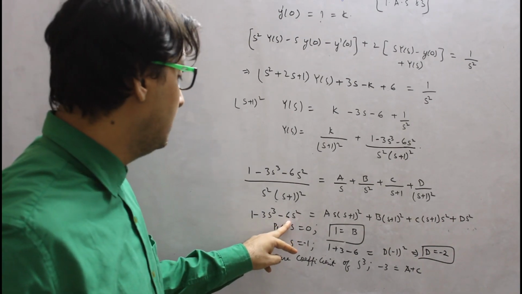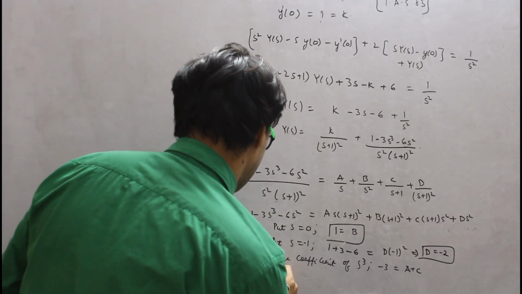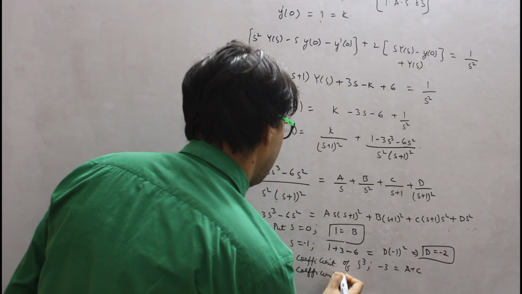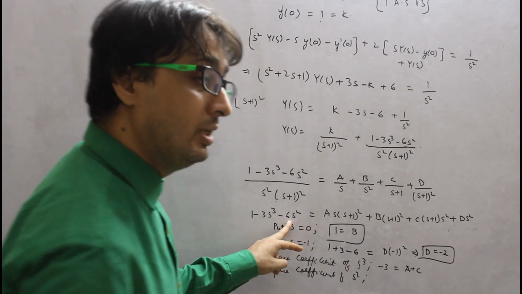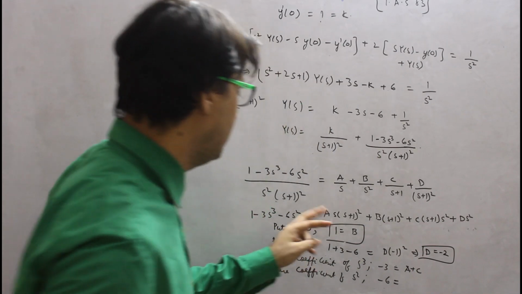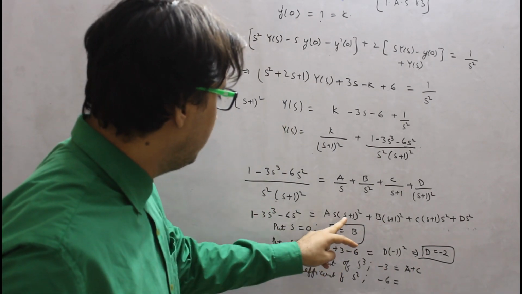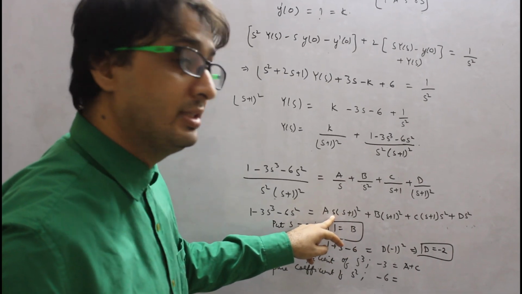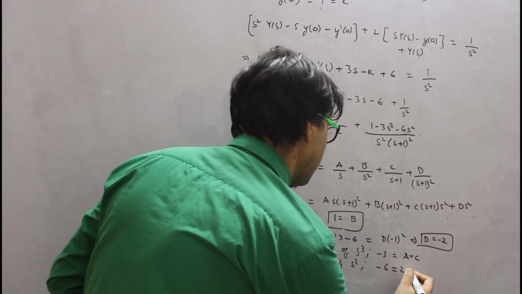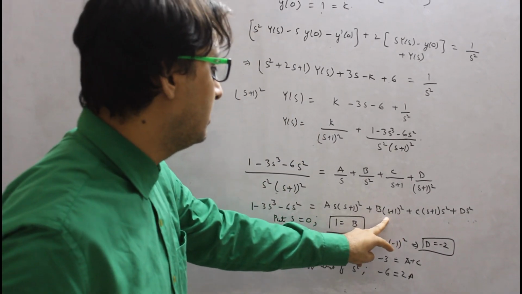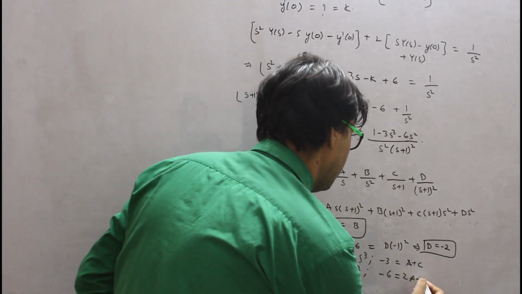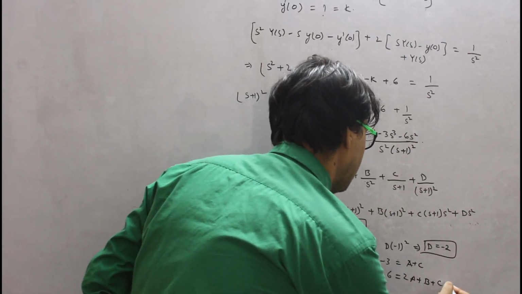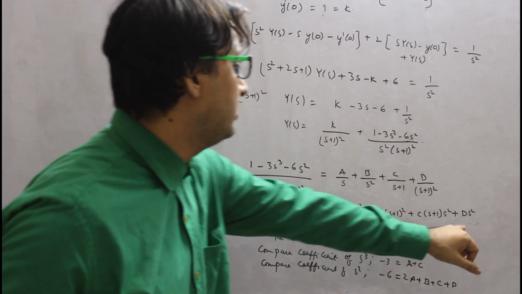Now if we compare the coefficient of S square, what will you get? LHS, minus 6 is equal to how much? If you open it up, S square plus 2S, 2S into S is 2S square, so the coefficient is 2A. Here, S square only 1, so plus B. Here, S square into 1, S square, so plus C plus D. D also has S square.